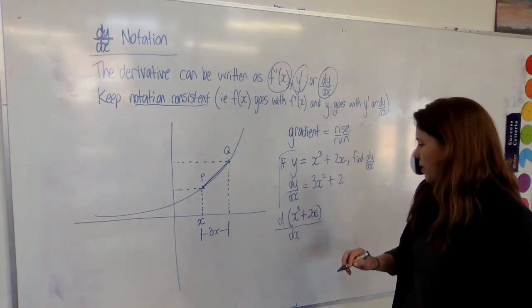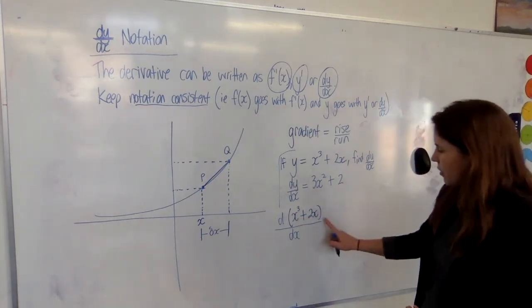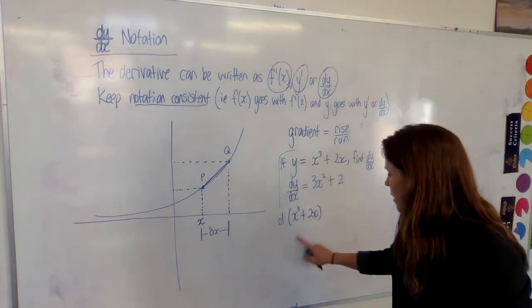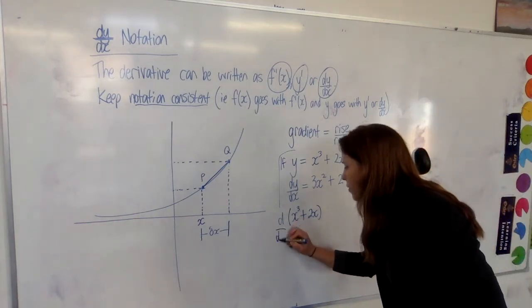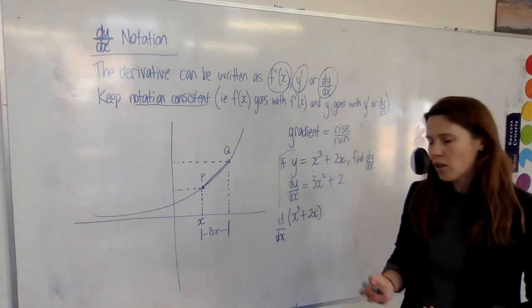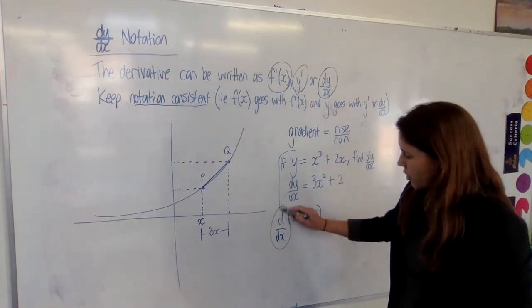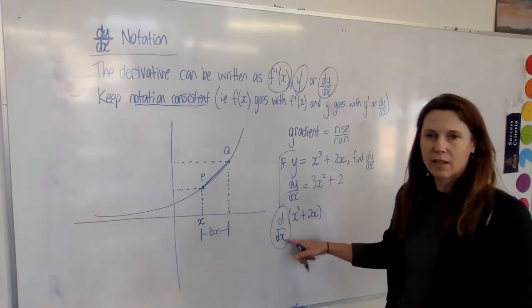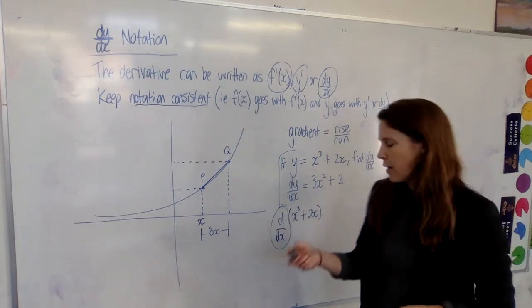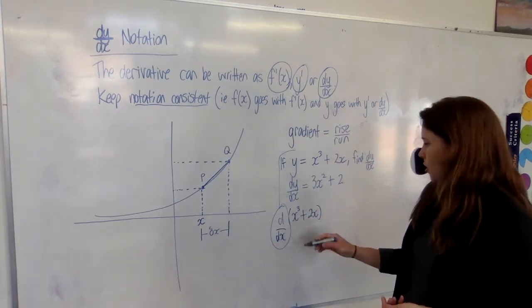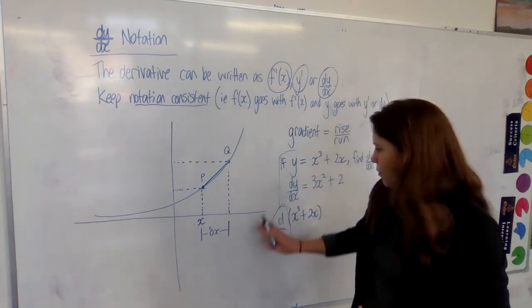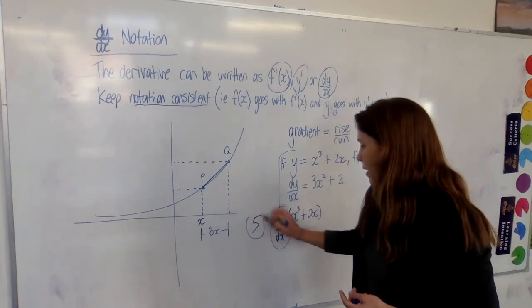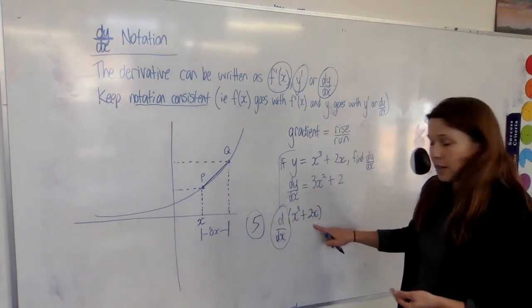Now it's not often written this way. It's more likely to be written so that we have the dx and the fraction line over here. And this terminology now gives us an action. To d/dx something is to differentiate it. So this allows us to ask you a question like this. Perhaps in an exam paper this might be question 5, and it will just say d/dx this.